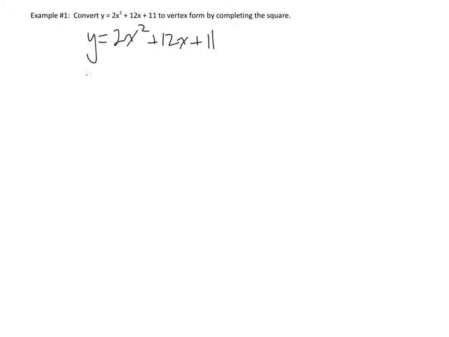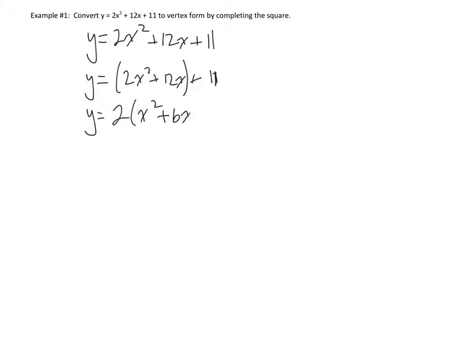So what I'm going to do is start by putting brackets around my 2x squared plus 12x, and then plus 11 stays outside. Next, I'm going to partially factor, and I'm only going to factor out the 2, and that's why I'm partially factoring. I'm not going to take out everything. So there we go, 2 times x squared plus 6x, beautiful, plus 11.